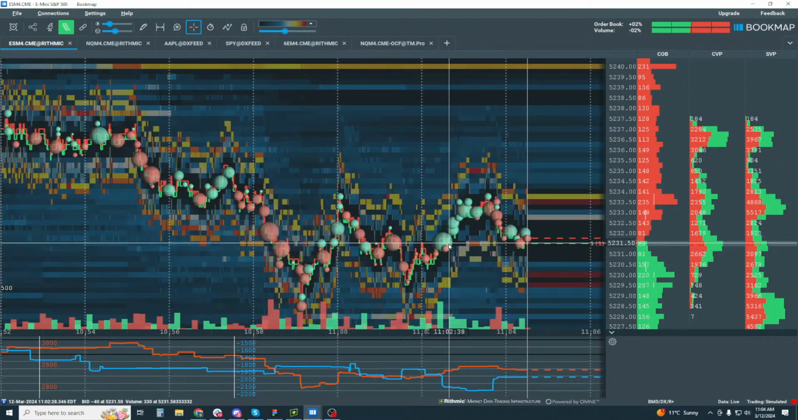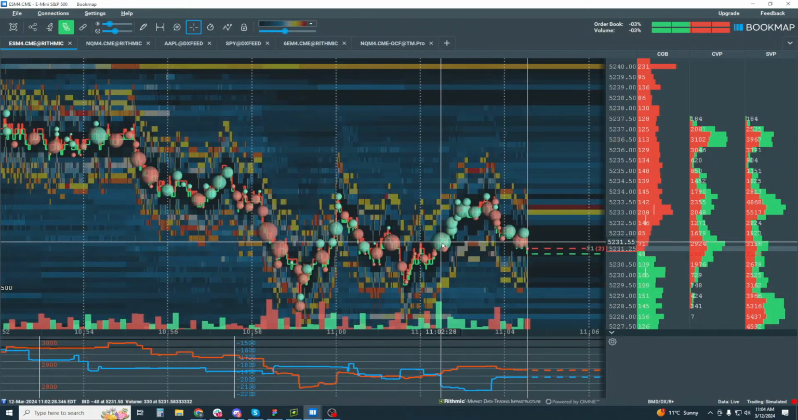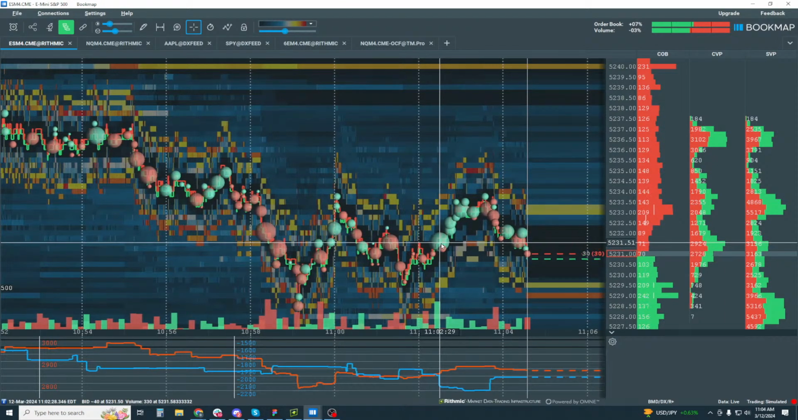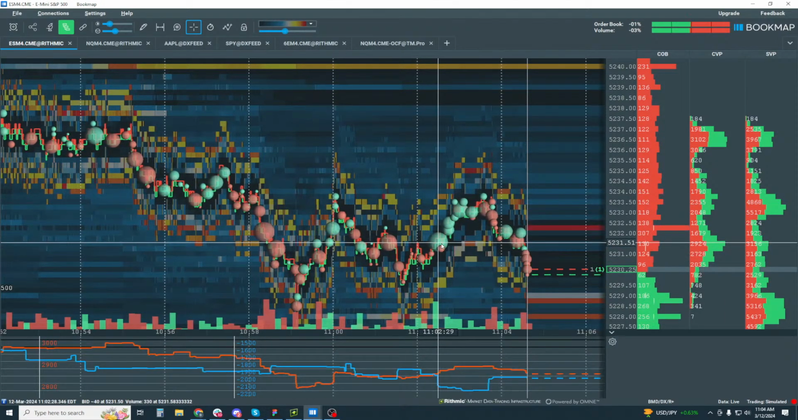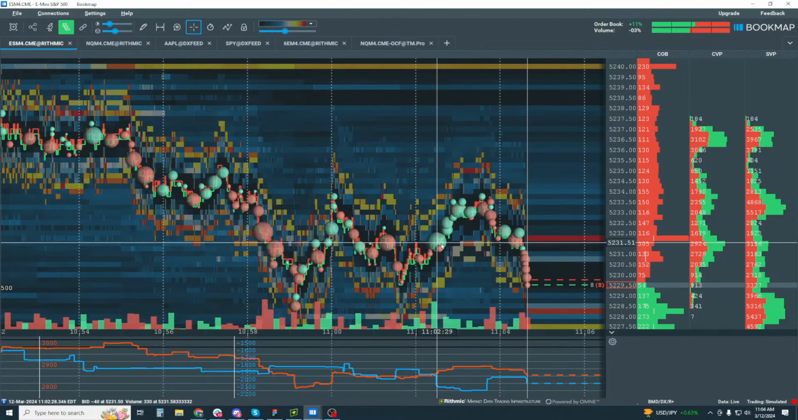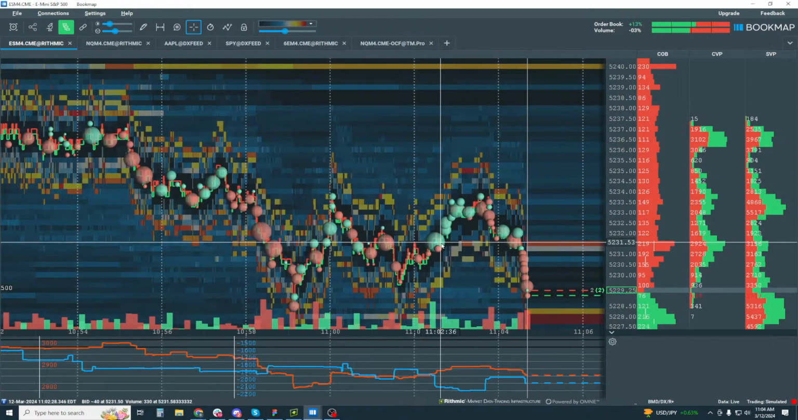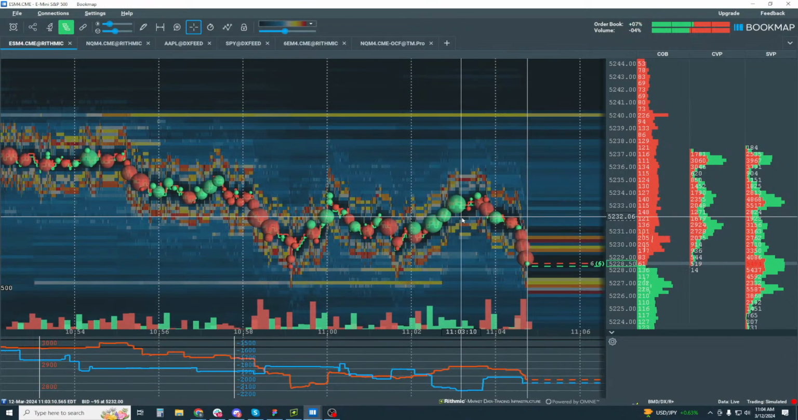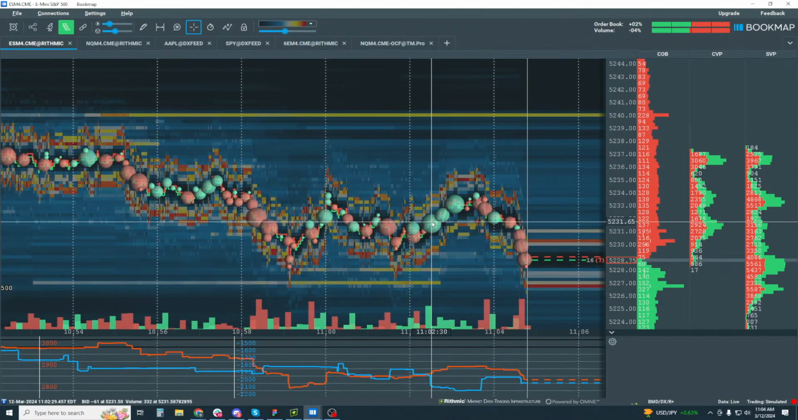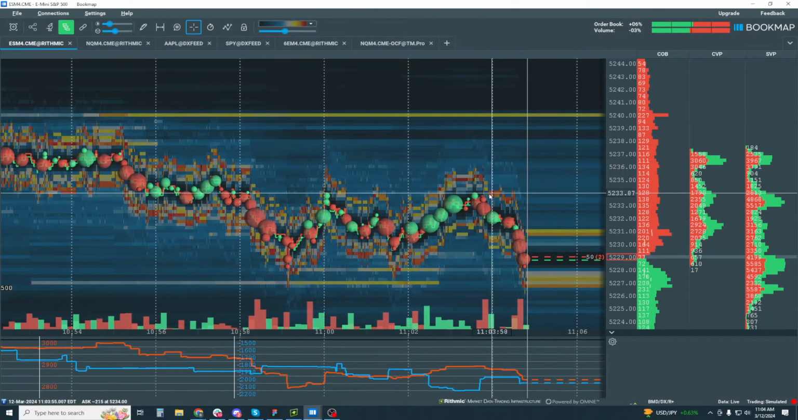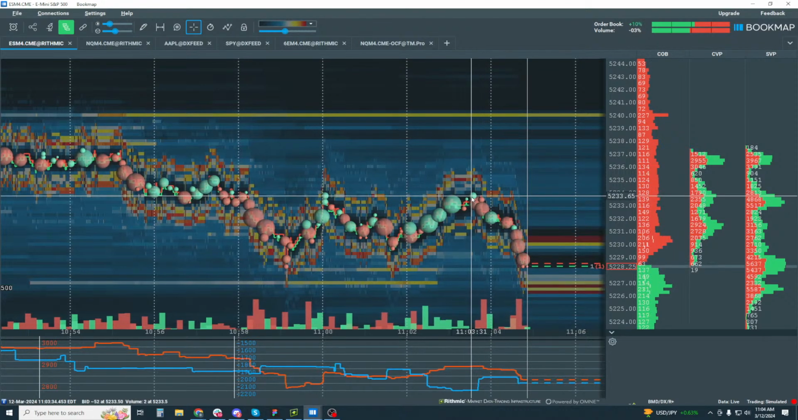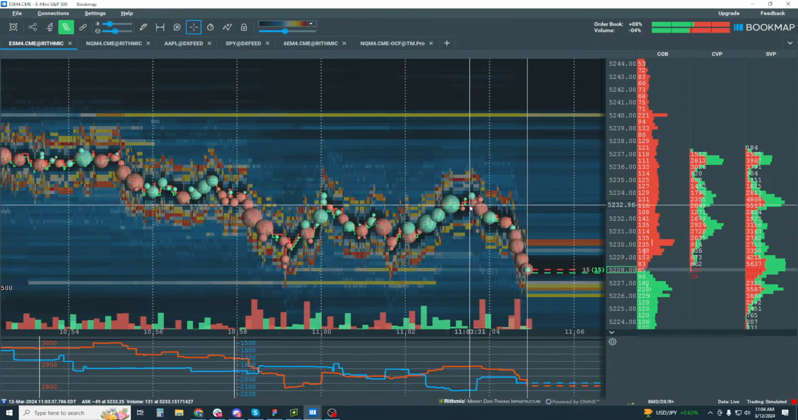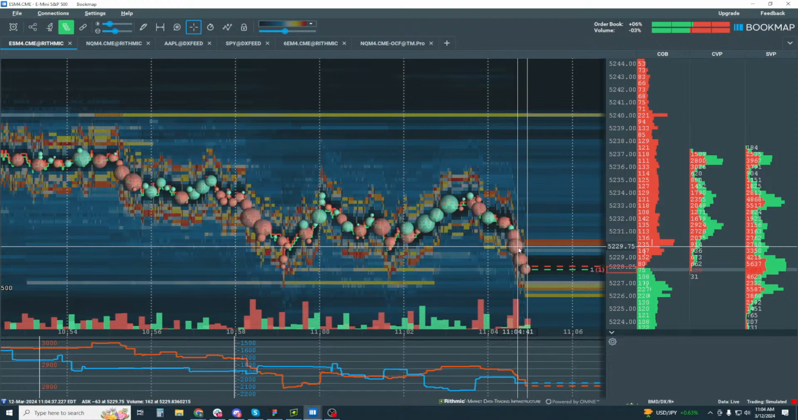Okay, this is where those buyers came in. This is where they're going to likely buy again. And we don't see them. Okay, more sellers come right back in. So yeah, I would have been out here and reduced that risk, and then also thought about taking it back up to the upside here, and I would have missed out on the rest of this move here.